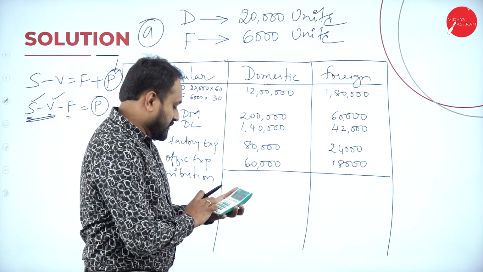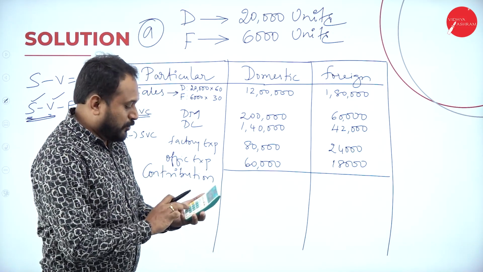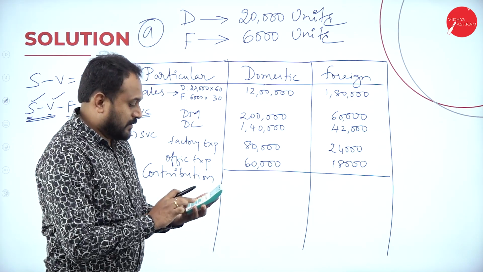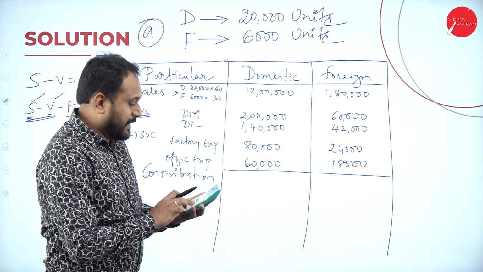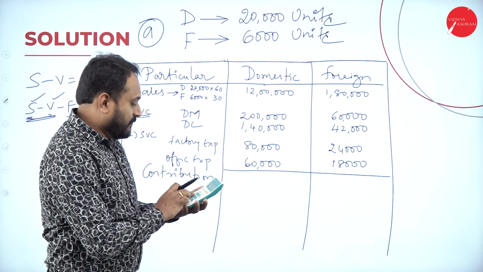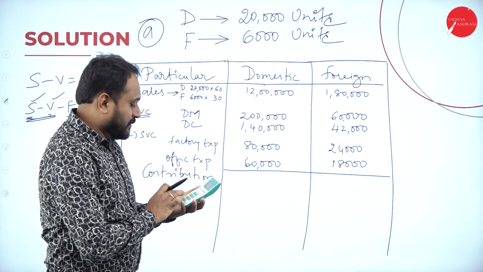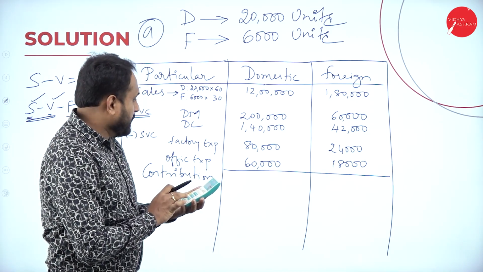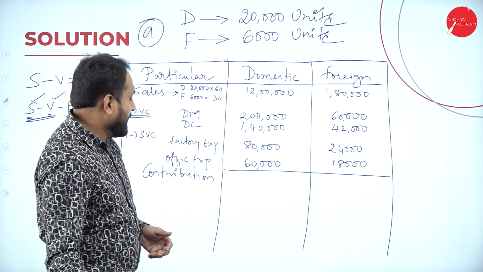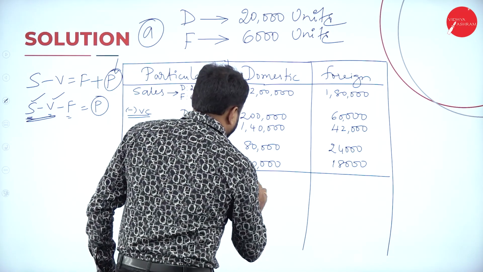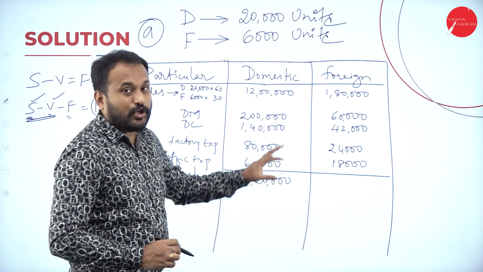Now I need to subtract each and everything here. So let's go with this. Please have a calculator. 12 lakh minus 2 lakh minus 1,40,000 minus 80,000, again minus 60,000. Done. So I got 7,20,000. 7,20,000 is the contribution of domestic.